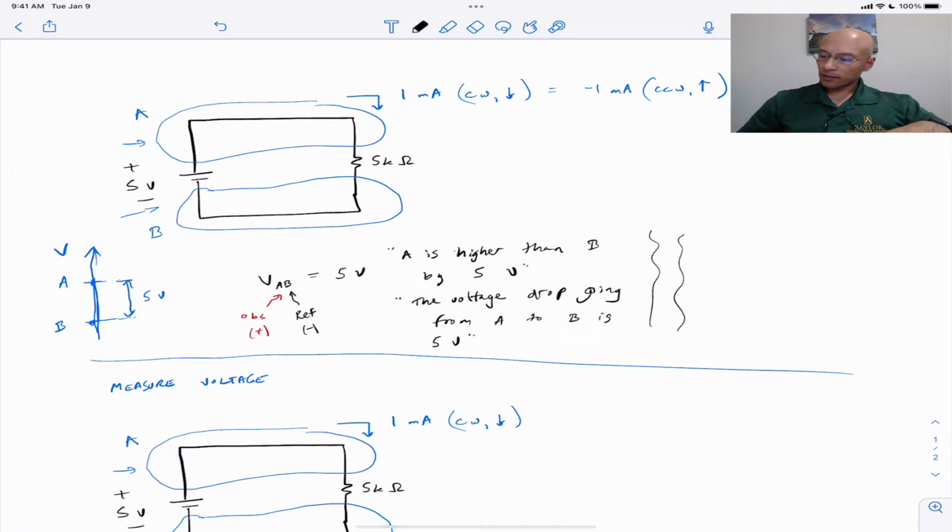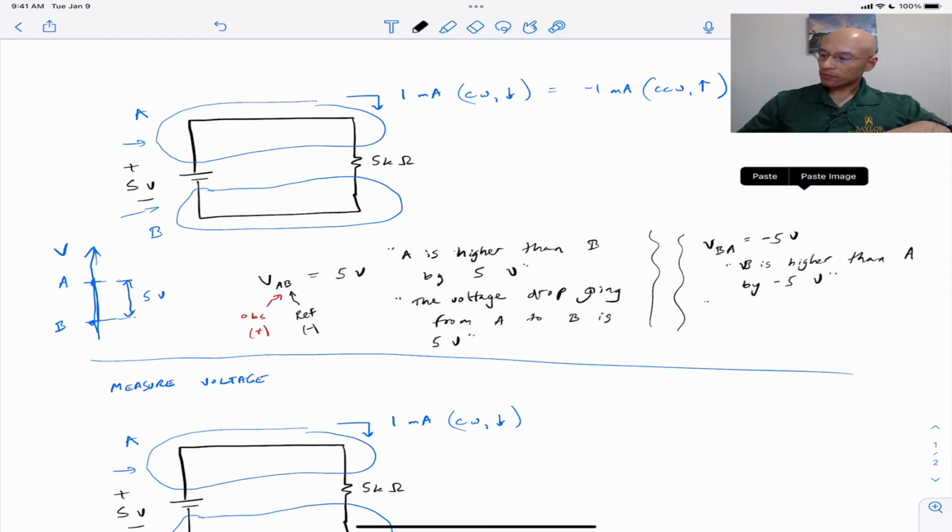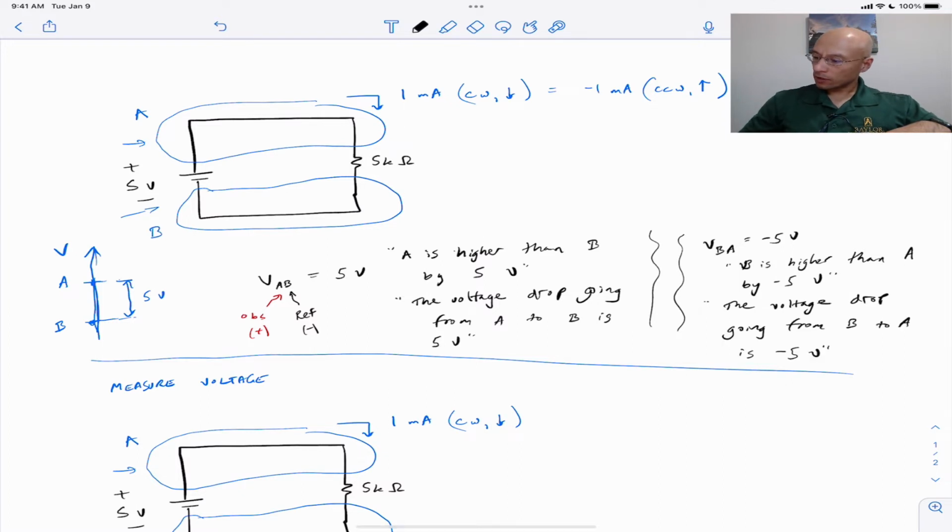A direct consequence of this is that VBA is -5 volts. That's that B is higher than A by -5 volts. Or the voltage drop going from B to A is -5 volts. So these two statements are exactly equivalent.